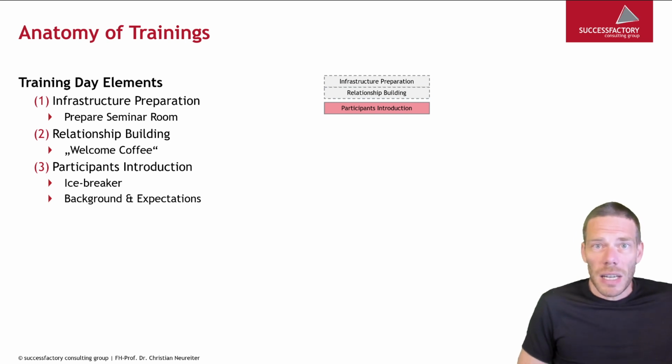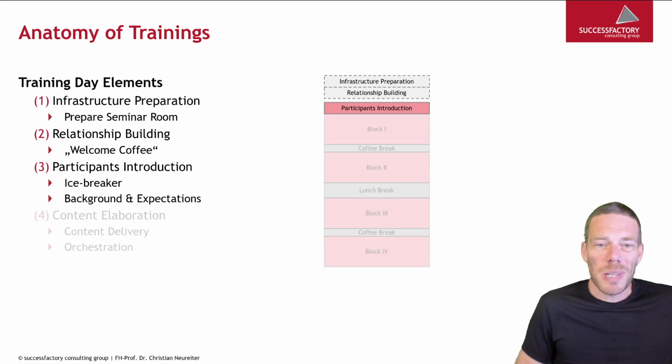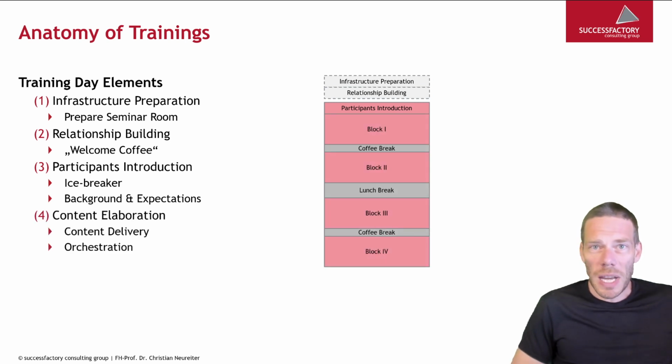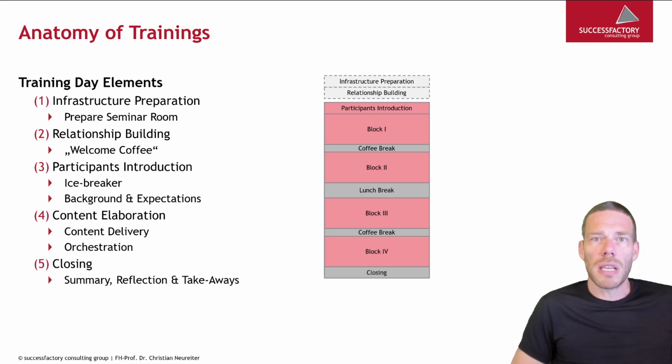Good, and then after the introduction, and hopefully we are already friends with the participants by now, we are going to deliver the training, which brings us two different dimensions. The one is the content delivery, and the second one is the orchestration and the control of the dynamics of the training. And then in the end, after the delivery, of course, we are closing everything. So we try to get a safe landing. So we make a summary.